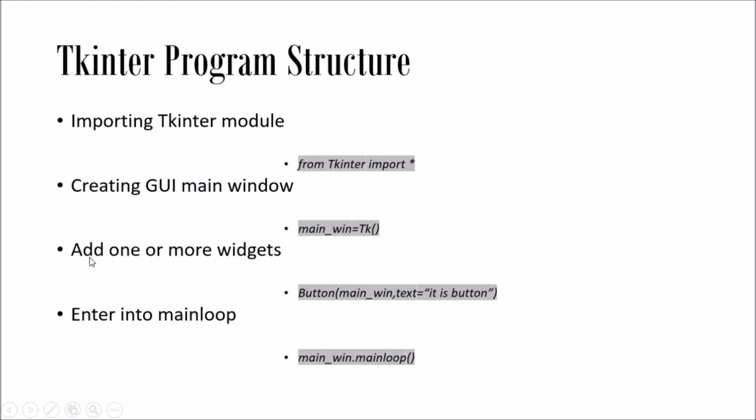After having one or more widgets, you can enter into the main loop. That is nothing but main window dot mainloop. This will create a GUI. So this is a normal structure, you can say an outline. If you follow this outline, you will definitely create a GUI. This is the tkinter program structure that we have.